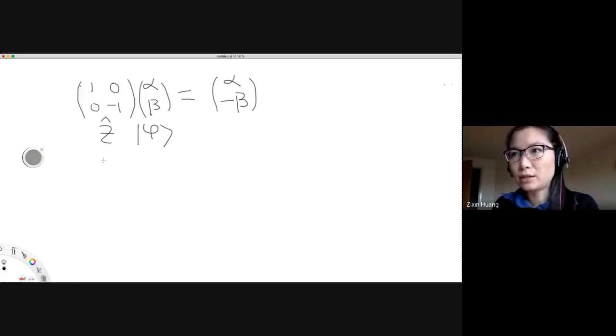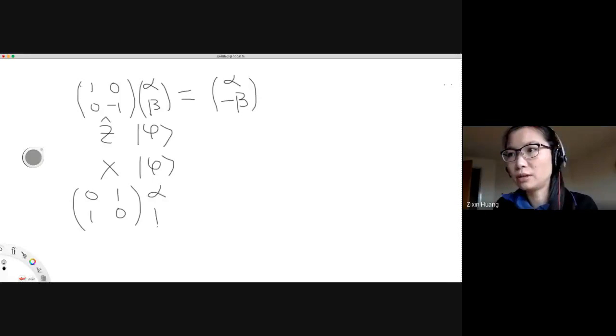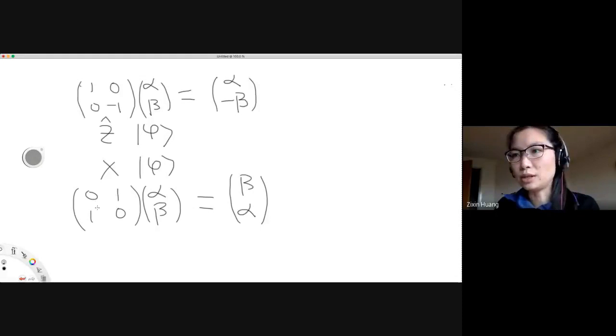Similarly for the X, if you have X acting on psi, so you have [0, 1; 1, 0] acting on [alpha, beta], this would give you [beta, alpha], because what this does is flip these two components. What's on the top goes onto the bottom, and what's on the bottom goes on the top.